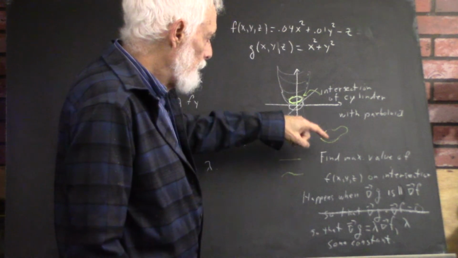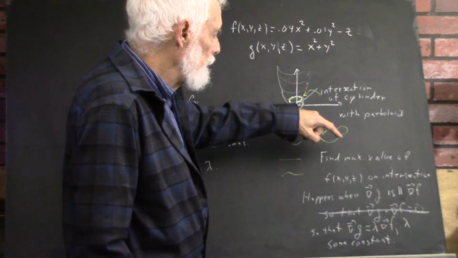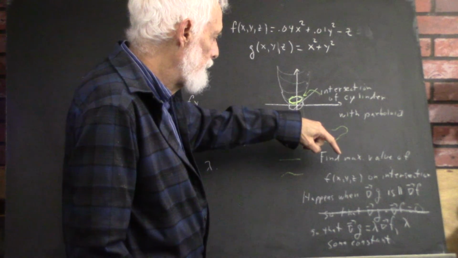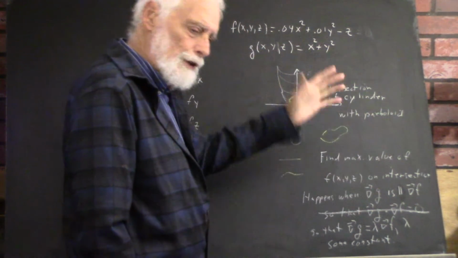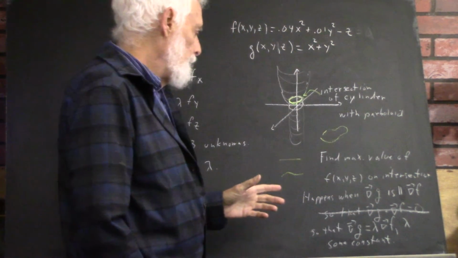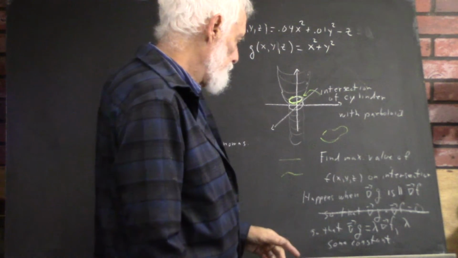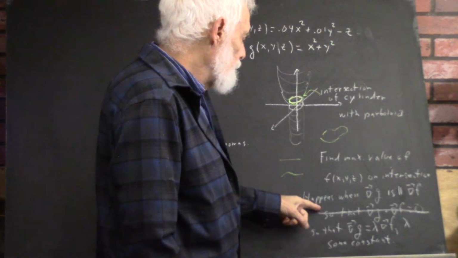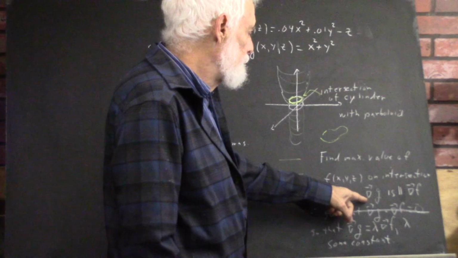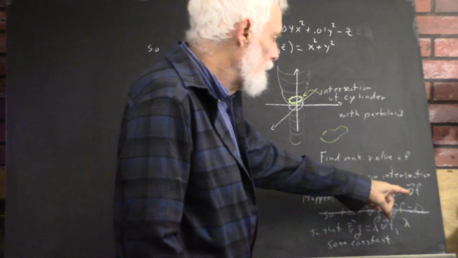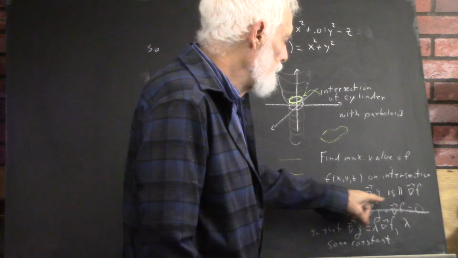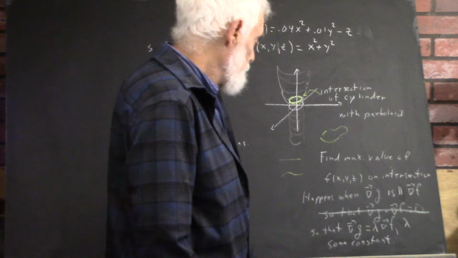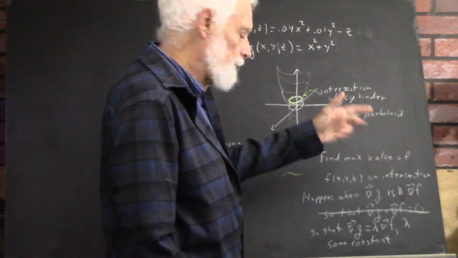picture. Okay, but what we want to do is find the maximum value of this function on that intersection, essentially. Again, we'll flesh out what that means next time. This happens when the gradient of g is parallel to the gradient of f. So you've got two functions, their gradients need to be parallel. I wrote something down stupid here because I was thinking perpendicular.